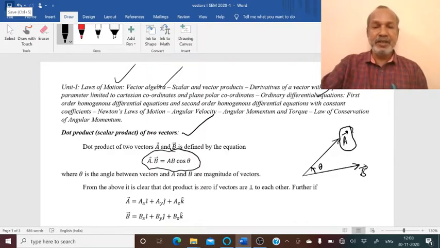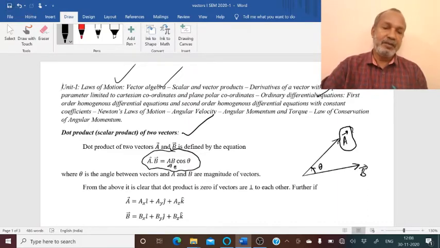So vector is a quantity having both magnitude and direction, and the magnitude of A will be denoted by letter A without any arrow mark, that you can see here. This A is without any arrow mark, this B is without any arrow mark. So A into B into cos theta, that is magnitude of A into magnitude of B into cos theta.